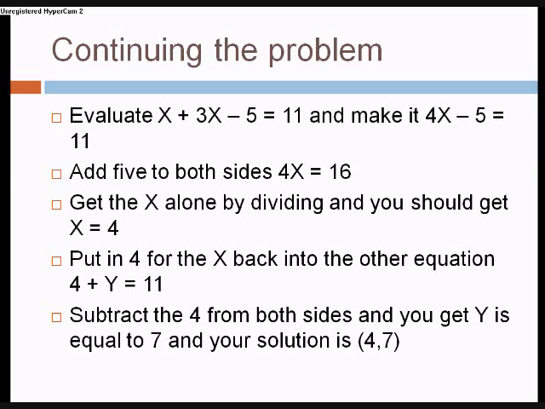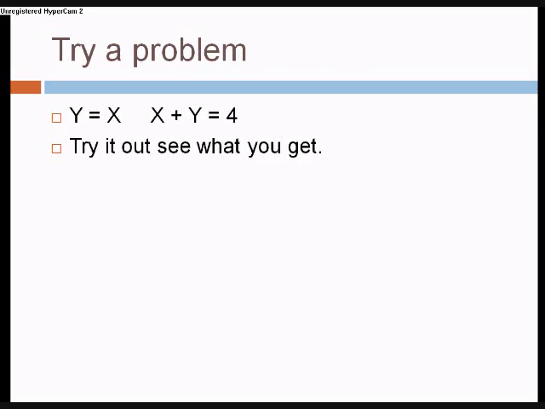So you add over the 5. Now when you add over the 5, you get 4x equals 16. Now you have to get the x alone by dividing by 4, and you get x equals 4. And you should always get 4, because we all know our multiplication tables.